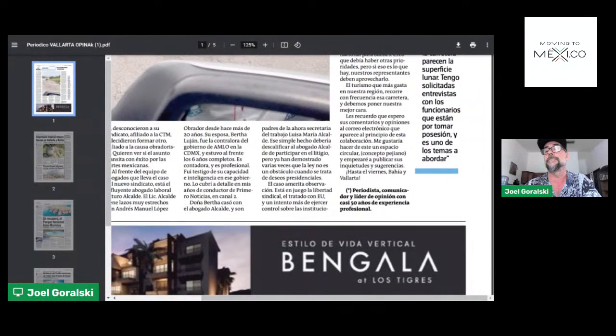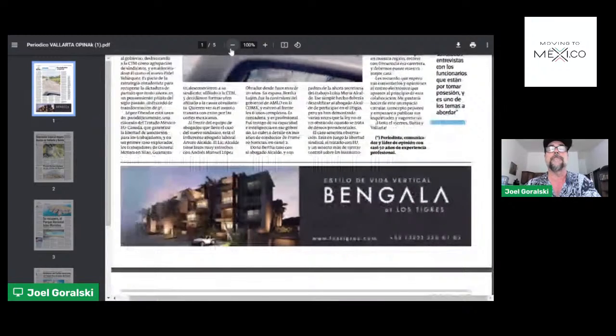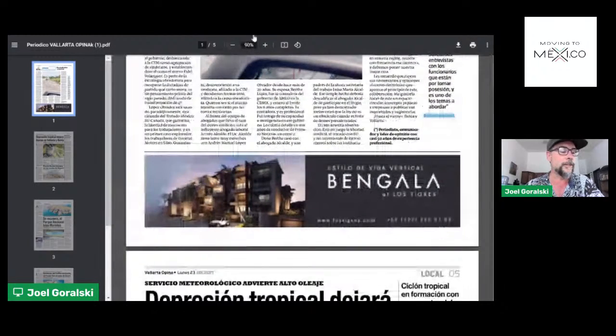Okay. So I should have scrolled down to the end of that. I'm on this page right now, so I don't see what's going on in the live, but I'm going to come back here and go to page 2. So there was the opinion piece on the Periódico Vallarta. And what I'm going to do is I will share a link.